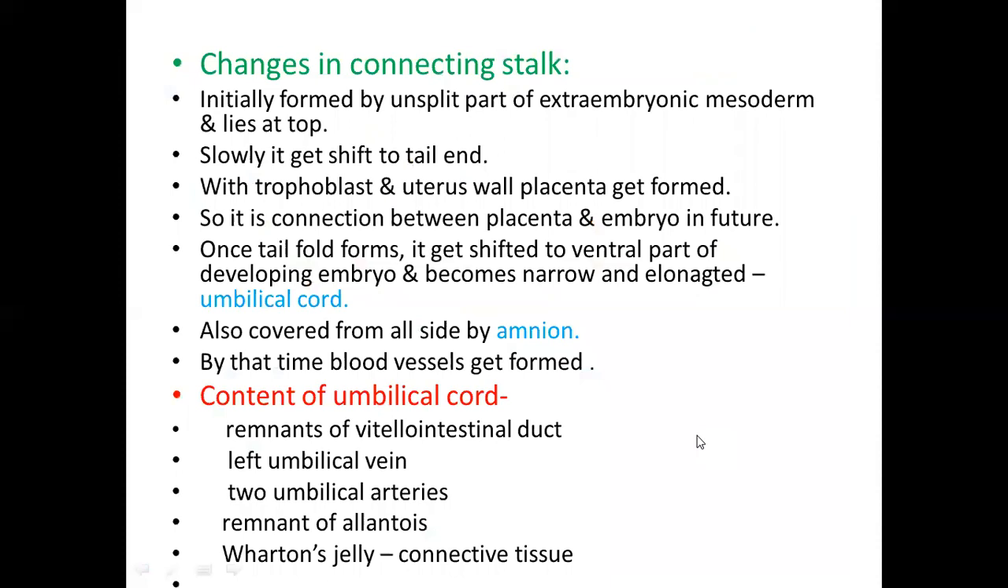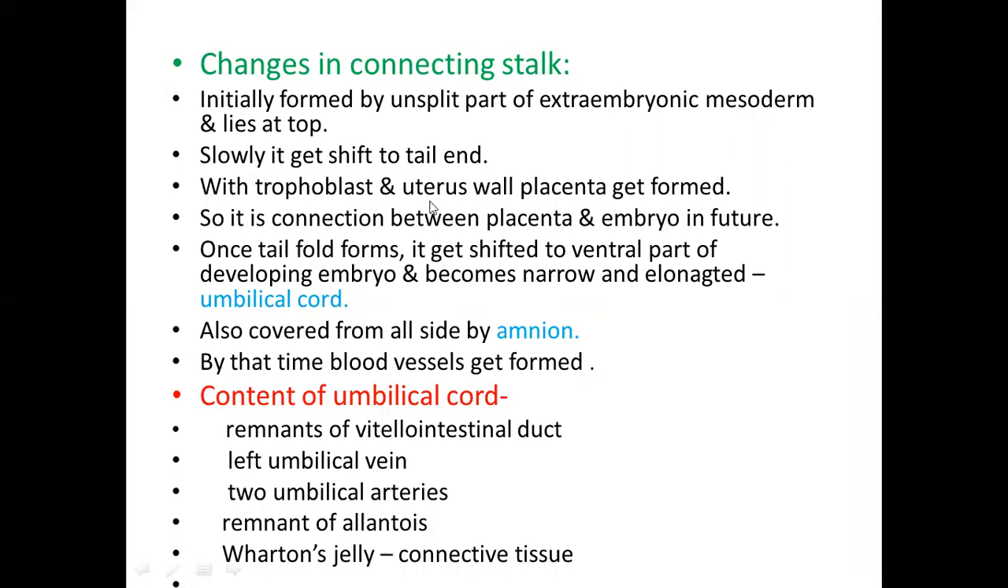Now concentrating on the connecting stalk, what happens? Let's see what changes occur due to the folding of the embryo. Initially formed by the unsplit part of extraembryonic mesoderm, which we call the connecting stalk, it lies at the top. Slowly it gets shifted to the tail end, as the extraembryonic coelom gets formed, it shifts this to the tail end.